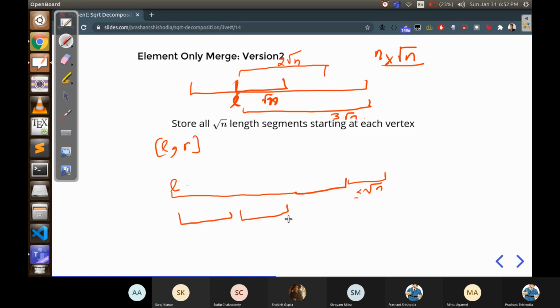It's element-only merge. So I cannot merge ranges, but I can merge an element. My operations are that way. Suppose for the last problem, you can solve it using this technique, I think, but you'll have to adjust the block size. So I'm starting at an index and I'm doing this. I'm only adding elements.